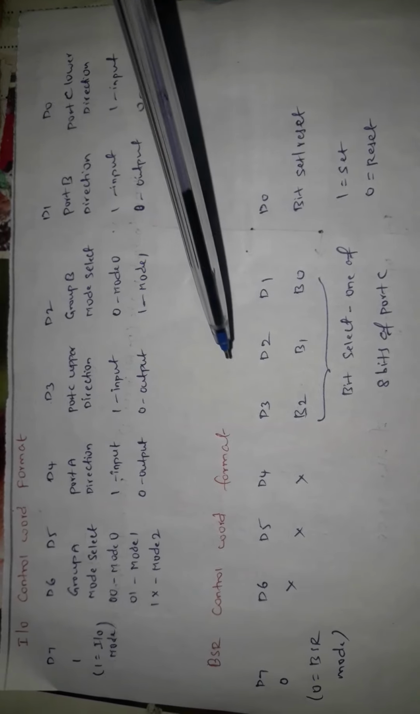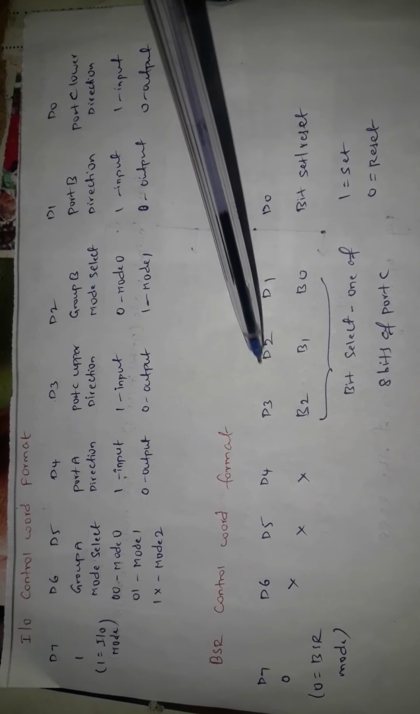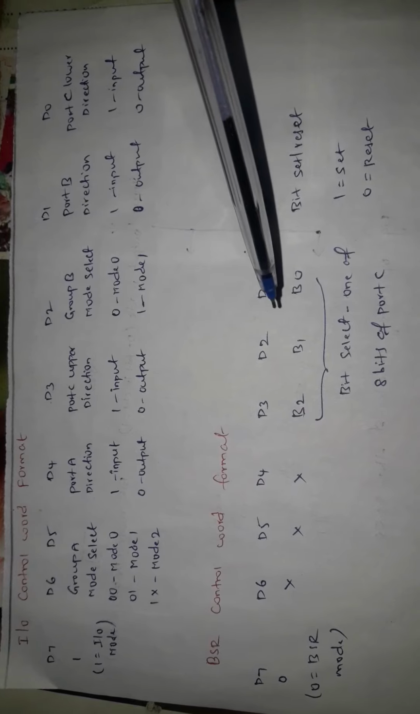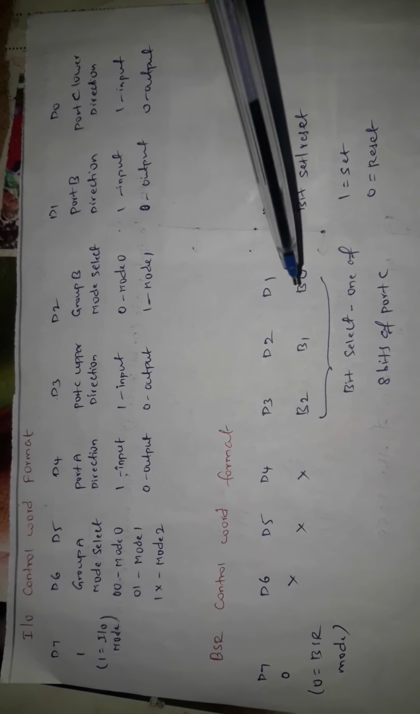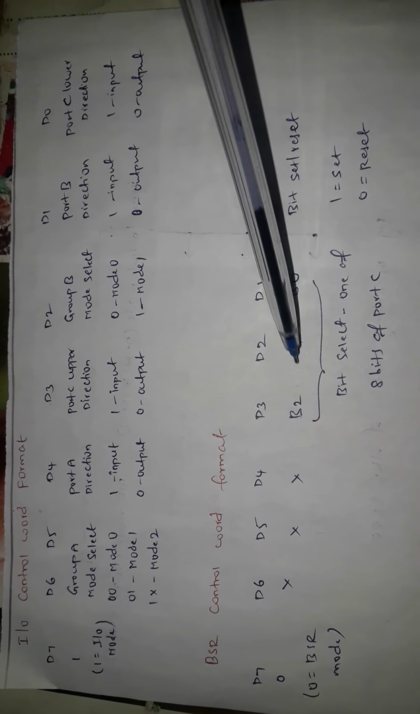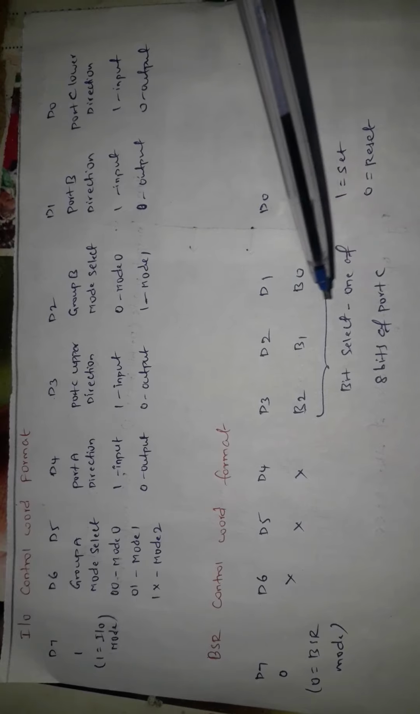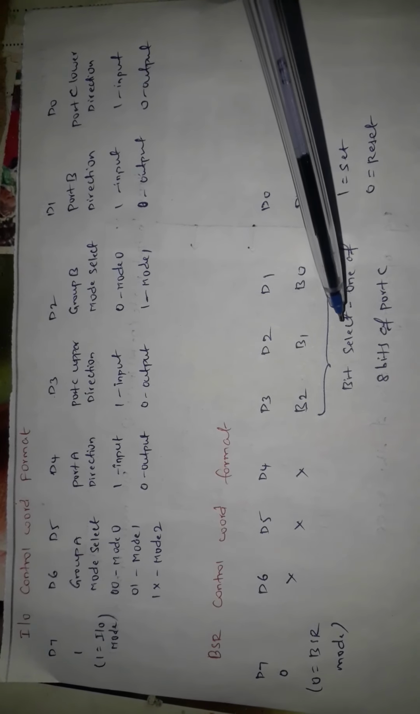Any one of the 8 bits can be selected by using D3, D2, D1, that is the B2, B1, B0 bit select bits. If these D3, D2, D1 bits are 0, 0, 0, then the 0th bit in port C, PC0, is selected. If the 3 bit combination is 0, 0, 1, then PC1 is selected. If it is 0, 1, 0, then PC2 is selected. Likewise you can select any one of the bits in the port C register.